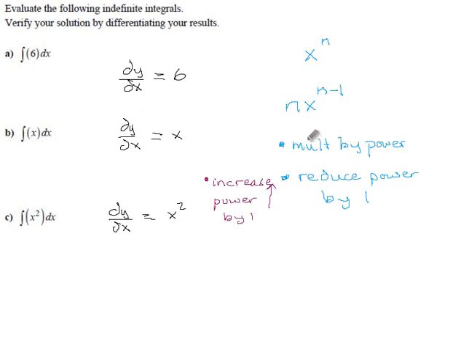And then where originally we multiplied by the power, to undo that, you would divide by the power. So the formal steps for doing an antiderivative, assuming it's a polynomial, are increase your power by 1, then divide by the new power. Let's see how that works with these.